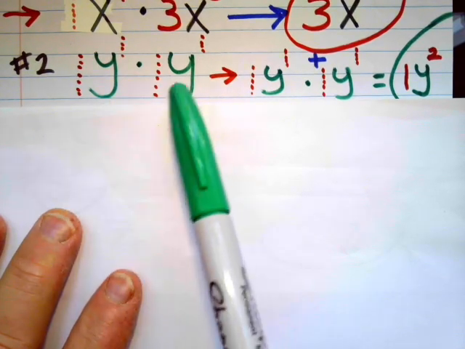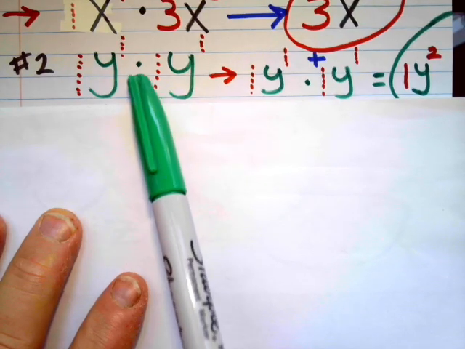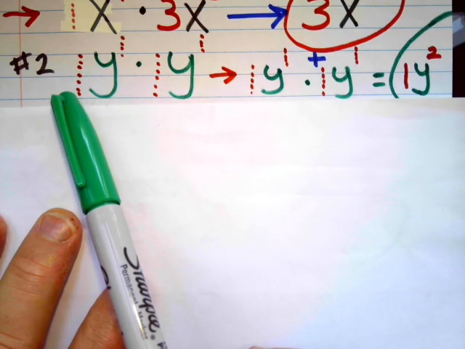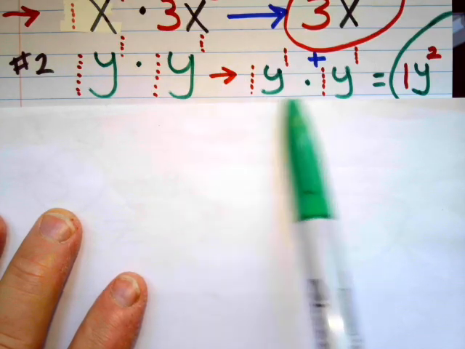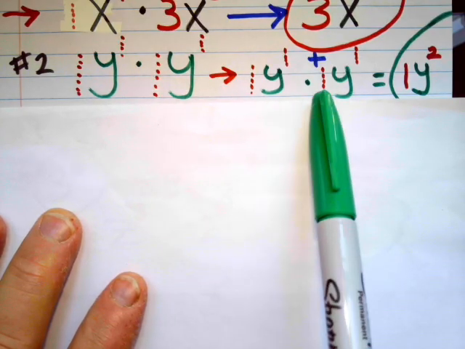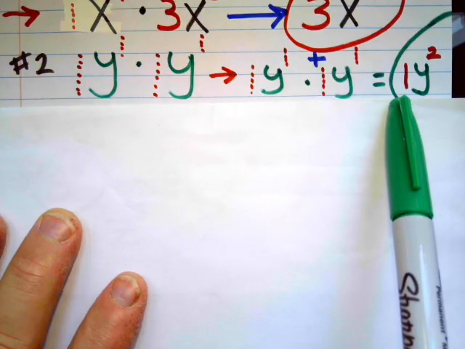And so 1 times 1, and the rule is when you multiply, you add these exponents. So that's what I'm showing you in the next step. 1 times 1 is 1.